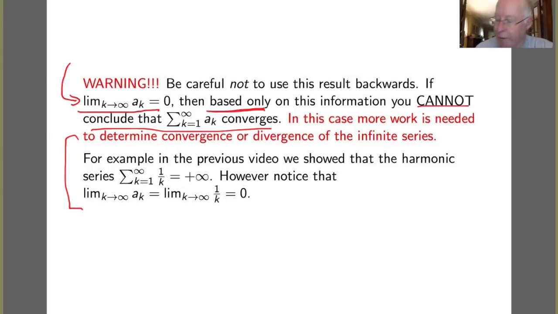We looked at the harmonic series, which we defined to be the sum of the reciprocals of the positive integers, sum k equals 1 to infinity, 1 over k. We showed that that series diverges to plus infinity. Notice, though, that if you take the limit of the a sub k's, that limit is 0, and so even though the terms are going to 0, the series still diverges. So again, you want to be very, very careful not to misuse this result. It is frequently misused by students as they start to learn this subject.